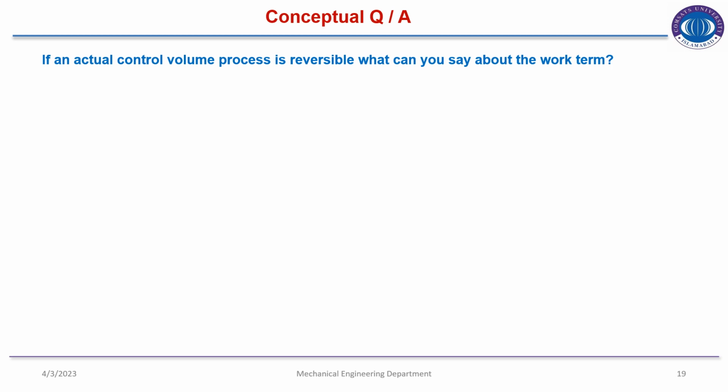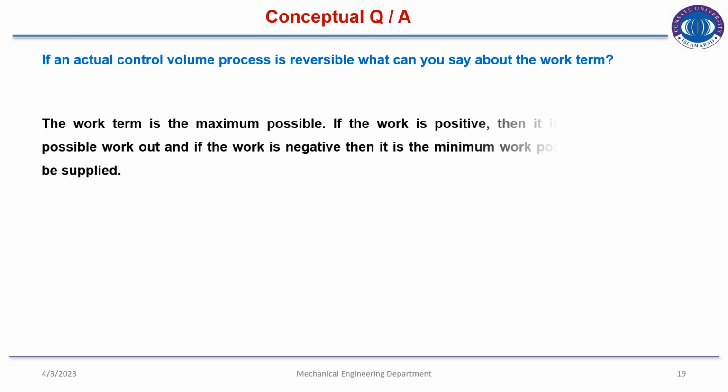If an actual control volume process is reversible, what can you say about the work done? So the work term is maximum possible. If the work is positive, then it is the maximum possible work out, and if the work is negative, it is the minimum work possible that must be supplied.